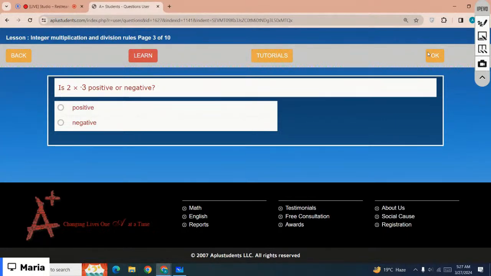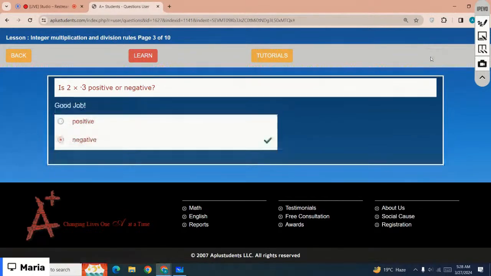2 times negative 3, positive or negative? One of the numbers is negative, so the answer must be negative. The correct option is negative, right? If either of the numbers is negative, the answer must have a negative sign.